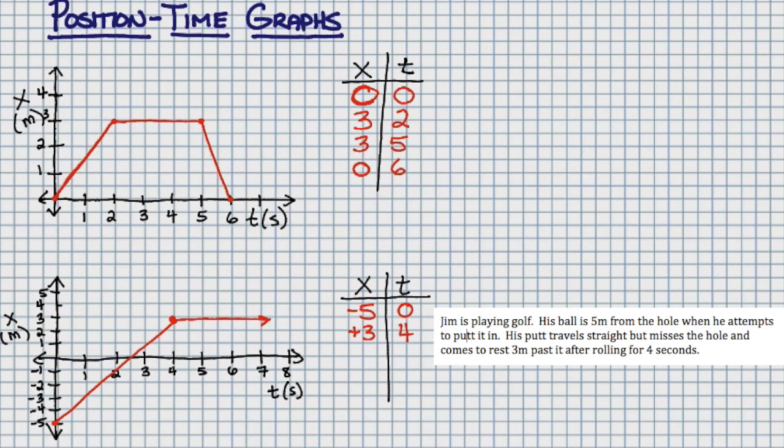So hopefully this helps a little bit. You just want to take a look at where the object or the person is over what time period. I find it very helpful if you make small tables like this. I find it's very easy to graph from tables as opposed to trying to graph straight from the problem. So good luck, and I will see you in the next video.